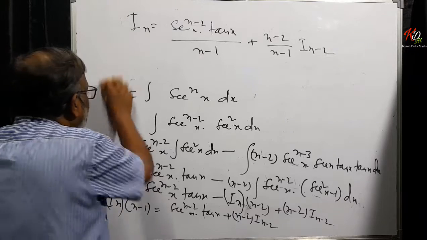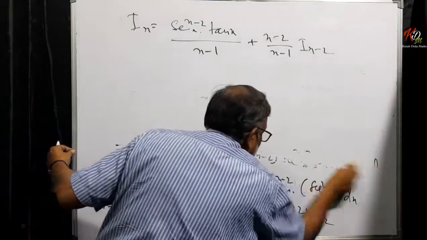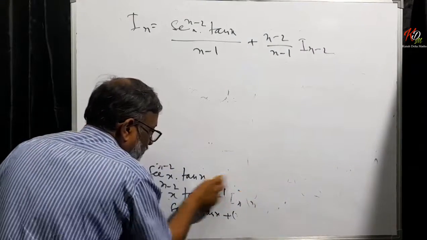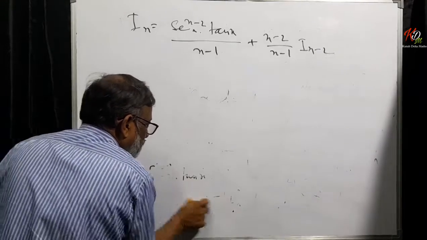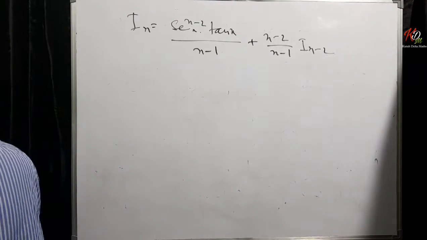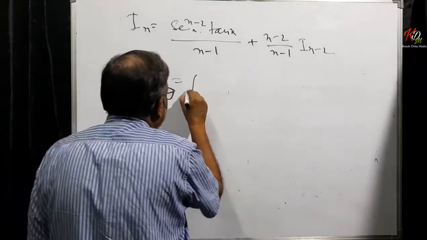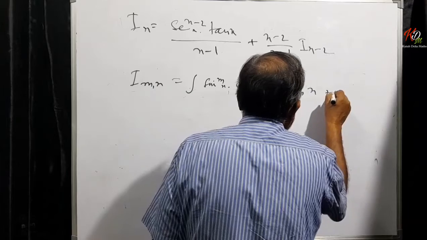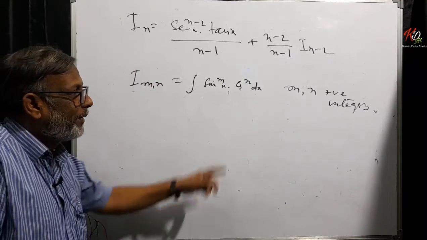Now, the reduction formula for sin to the power m x cos to the power n x dx. Let I_mn equal integration sin to the power m x cos to the power n x dx. Now, m and n are positive integers here.